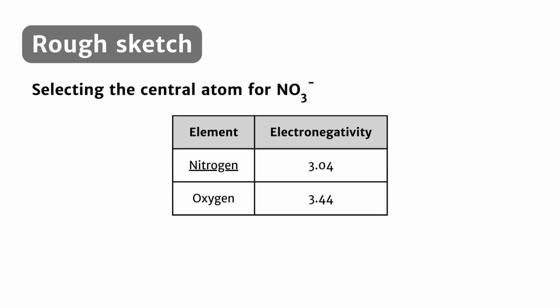When determining the central atom for NO3-, prioritize placing the element with the lower electronegativity at the center. With nitrogen having an electronegativity of 3.04 and oxygen at 3.44, favor nitrogen due to its lower value. Consequently, for the initial sketch of NO3-, position nitrogen at the center and arrange 3 oxygen atoms on the periphery.